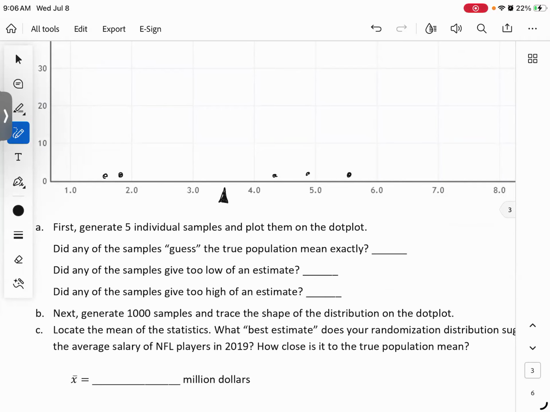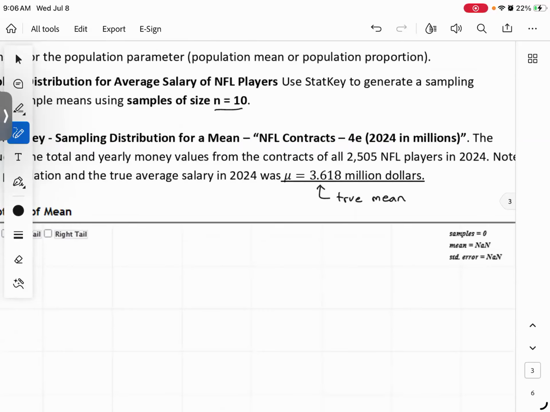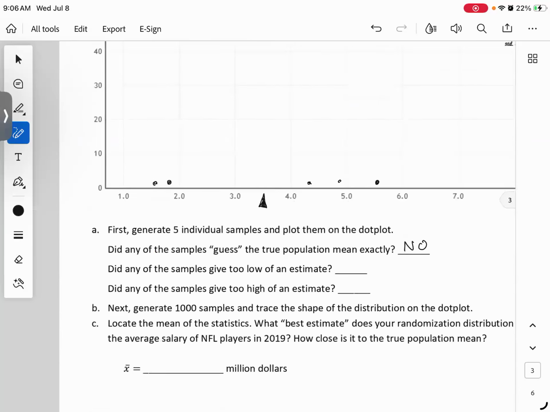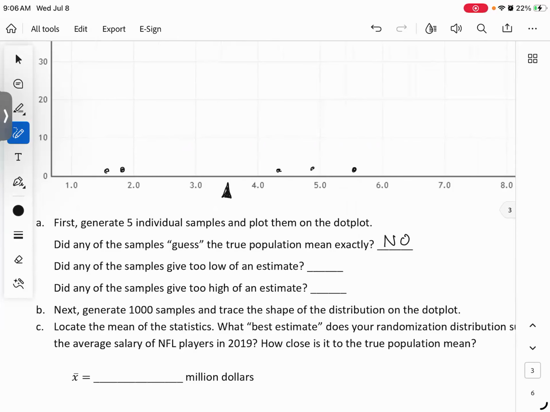Did any of them get it exactly perfect? None of mine did. Most of mine were too low or too high. Now, if you got one of your dots to guess exactly 3.6, the 3.618, that's amazing. But probably for most of us, that's not going to happen. Some of the samples are going to be too low. Yes, some of mine were too low. Some of them were too high. Yes, some of them were too high.